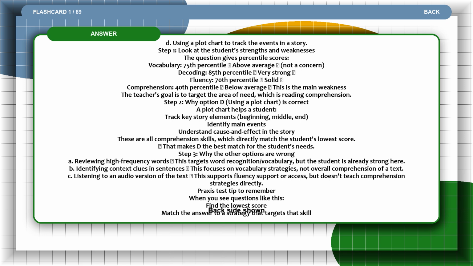Praxis test tip to remember when you see questions like this: find the lowest score, match the answer to a strategy that targets that skill.